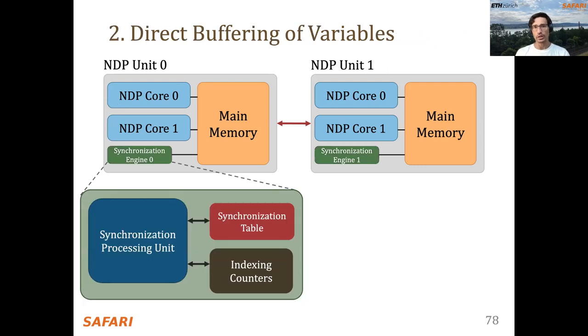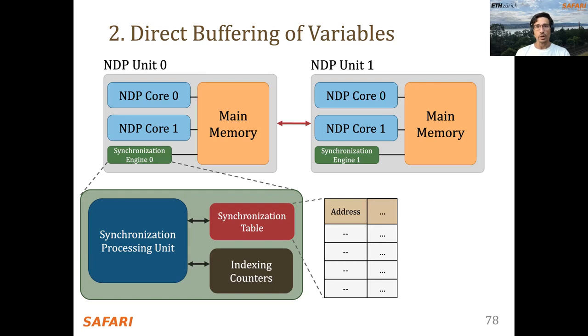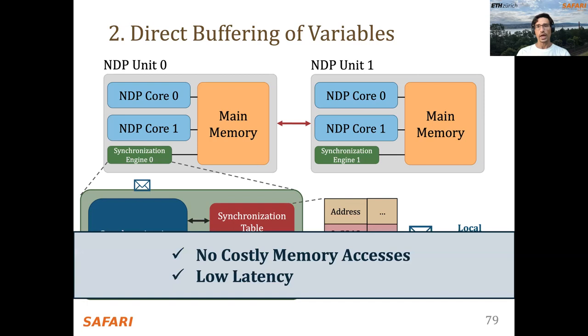If we take a closer look at each of these synchronization engines, what we'll find is a synchronization processing unit, as well as a synchronization table that contains important or necessary metadata and indexing counters. So whenever there is a synchronization request, for example, a lock acquire from an NDP core, it's sent to the synchronization engine that will place the corresponding entry in the synchronization table and will handle the synchronization in a transparent manner. This is going to be done without costly memory accesses and with low latency.